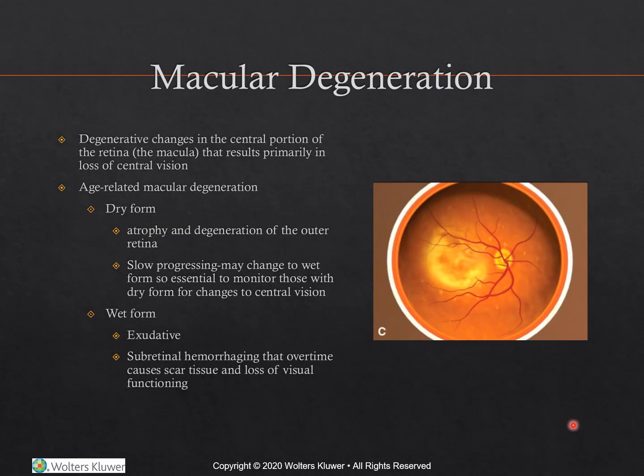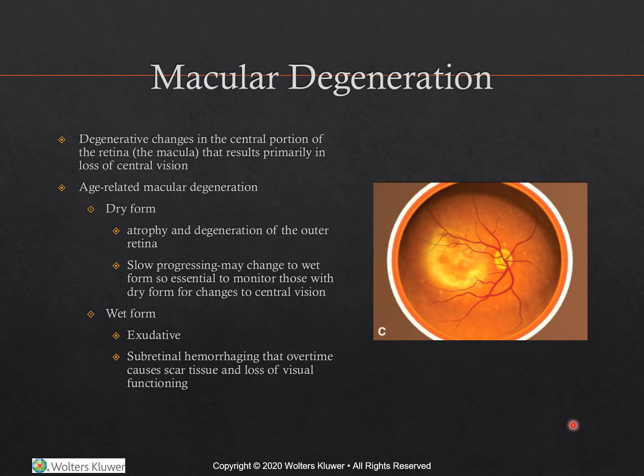Then we're going to move on to the disorder of vision called macular degeneration. These are degenerative changes that occur in the central portion of the retina, which we call the macula, and this results primarily in the loss of central vision. So unlike something like glaucoma, which was primarily peripheral visual loss, this is really central visual loss. We have age-related macular degeneration. That's the most common, and it comes in two separate forms.